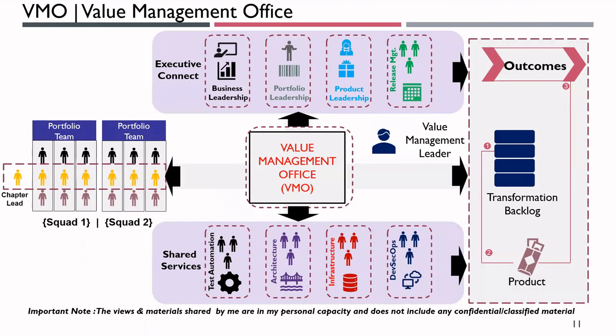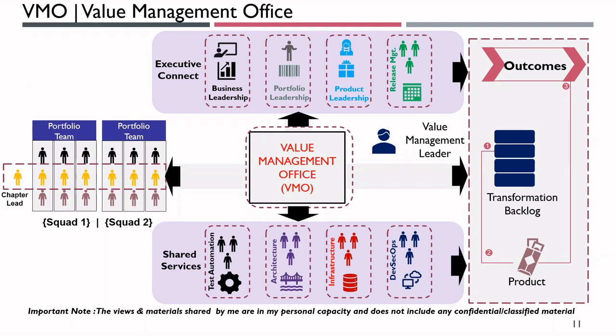This picture might look a little overwhelming to start with, but if you look at it, the Value Management Office is the heart of this system. Just like a body cannot function without the heart, your transformation cannot function without a heart. Your brain is the executive connect, and there has to be a strong connection between the brain and the heart. So the Value Management Office is something which is at the center.